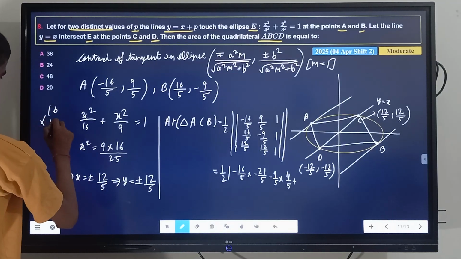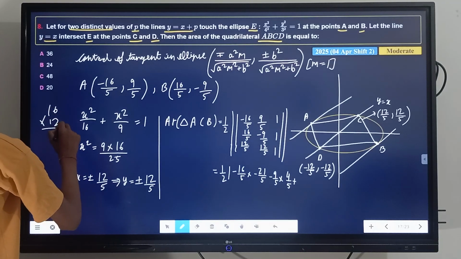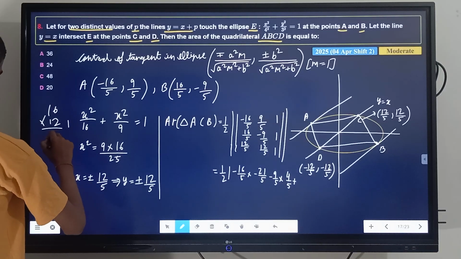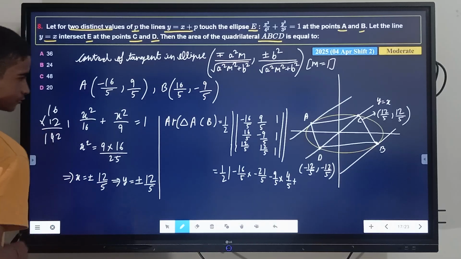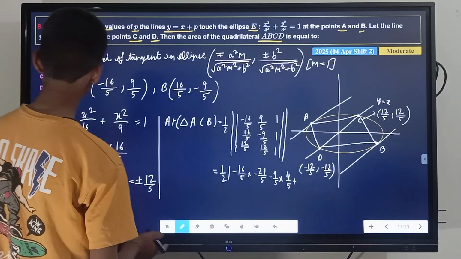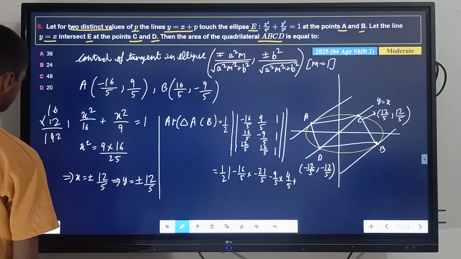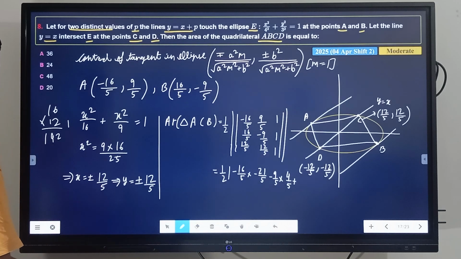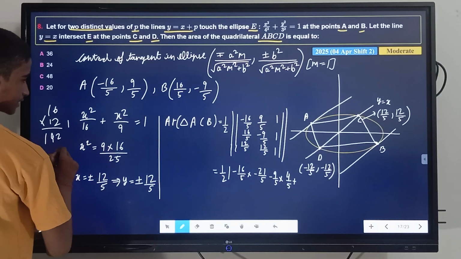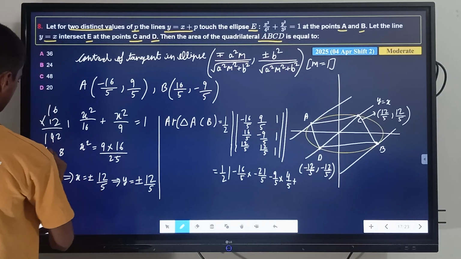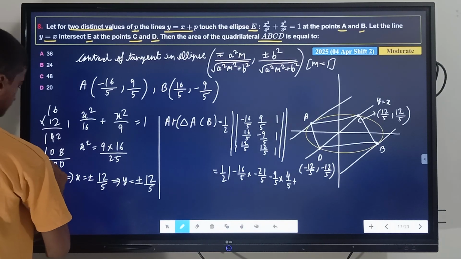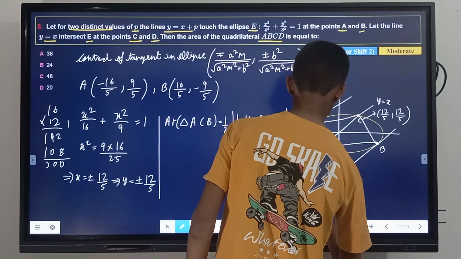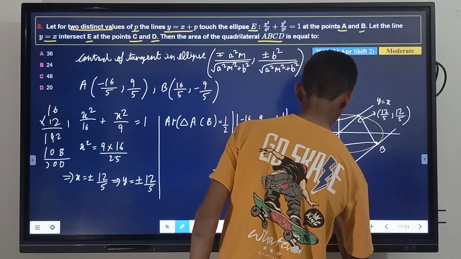16 into 12 will be 192, and 9 into 12. 9 into 12 will be 108, so 300, 300 upon 25.